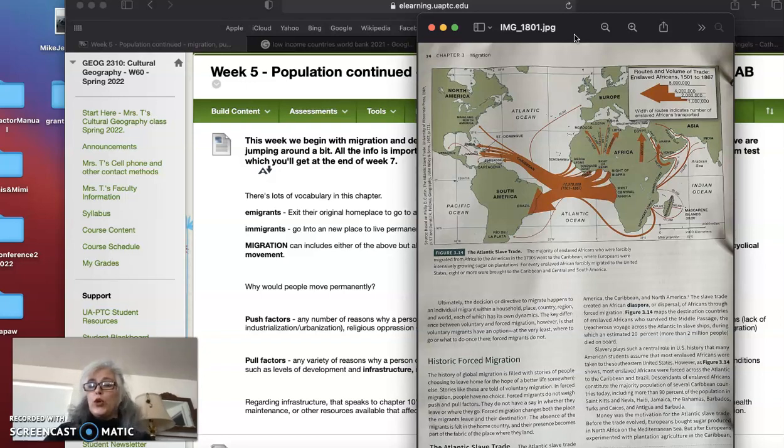But many people who migrate from one place to the next are forced to do so because of a variety of reasons. We mentioned refugees in the previous chapter. There's forced migration that is caused by wars, by famine, by natural disasters.